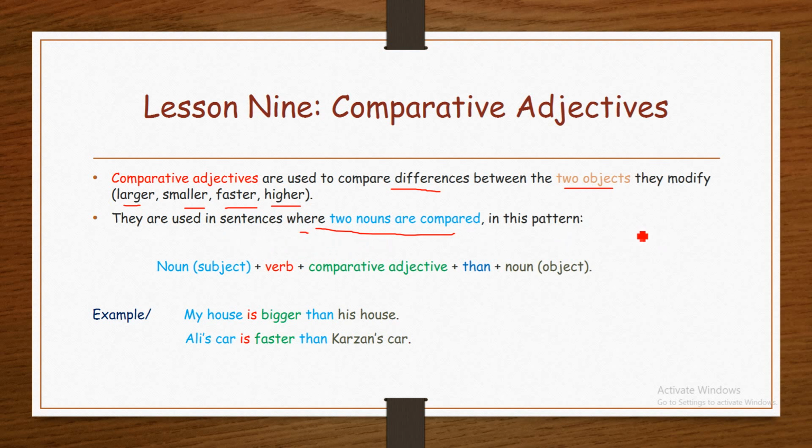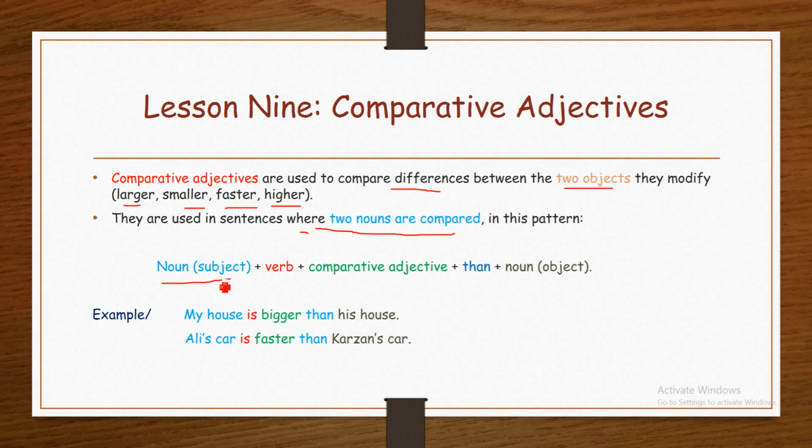For example, we have iPhone and Galaxy. If you compare these two nouns, you use what? You use comparative adjectives. For example, iPhone is better than Galaxy, or Galaxy is better than iPhone.